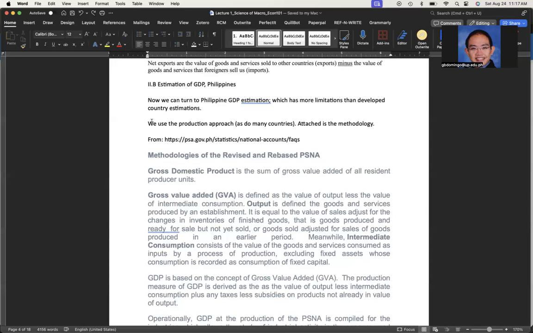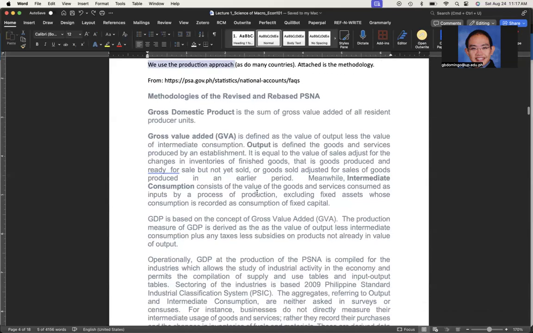However, we will use the production approach still, which is just the sum of the value added at each stage of production for each industry. And here's the methodology. You can get that from the PSA directly. And here I just copied it. So methodologies, GDP is the sum of gross value added of all resident producer units. So remember, resident, it's because you need to be in the country. That's why it's called domestic.